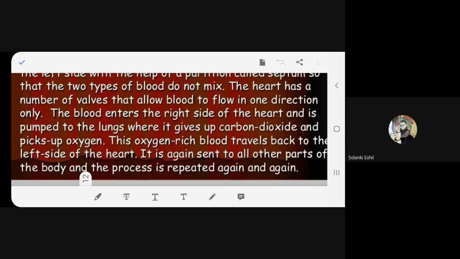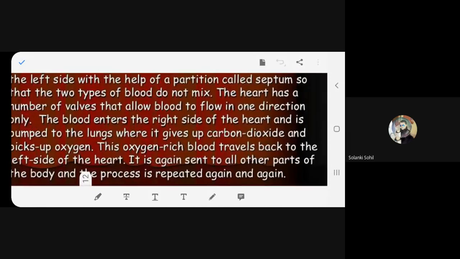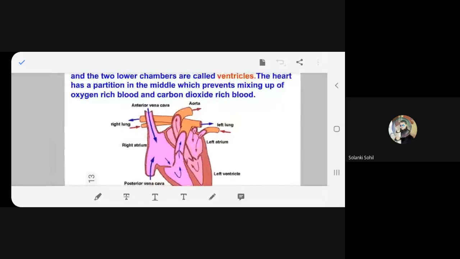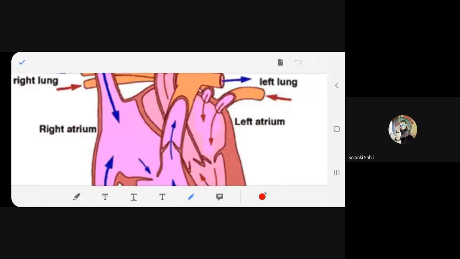Now this oxygen rich blood, please read. This oxygen rich blood travels back to the left side of the heart. Okay. So this oxygen rich blood, when it is taken in by the lungs, it goes to the heart. You agree? Yes, ma'am. Which part of the heart will it go to? The left side of the heart. I showed you. This is the left side of the heart. Here. You see this left?